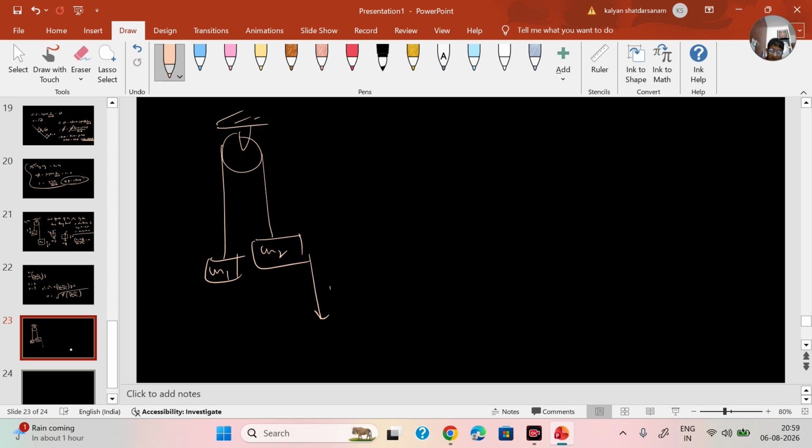So when this comes down by L, this goes up by L. Tension does zero work. Why? Here tension is doing positive work. Here tension is doing negative work. Even in our virtual work method, we saw that tension does zero work, right? So work done by gravity on M2 is M2GL. Work done by gravity on M1 is minus M1GL. Work done by tensions is zero. The total will be the change in kinetic energy.